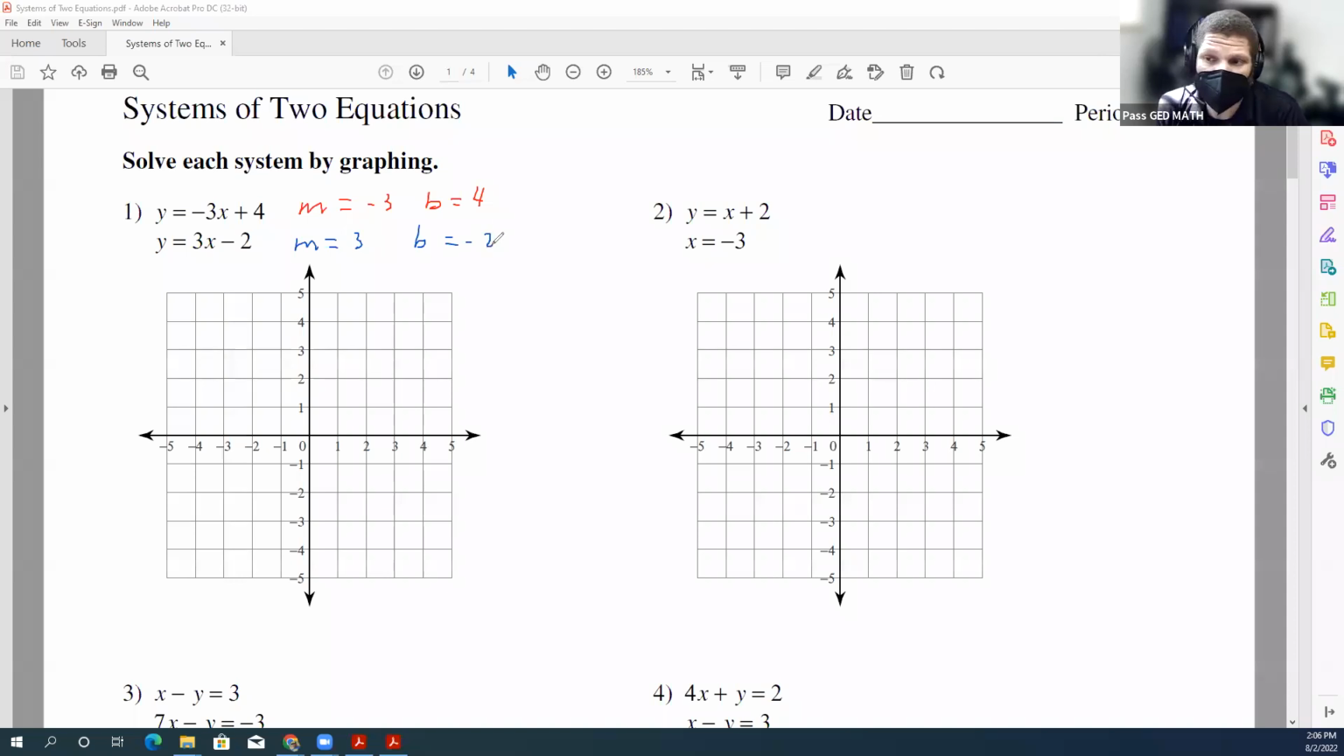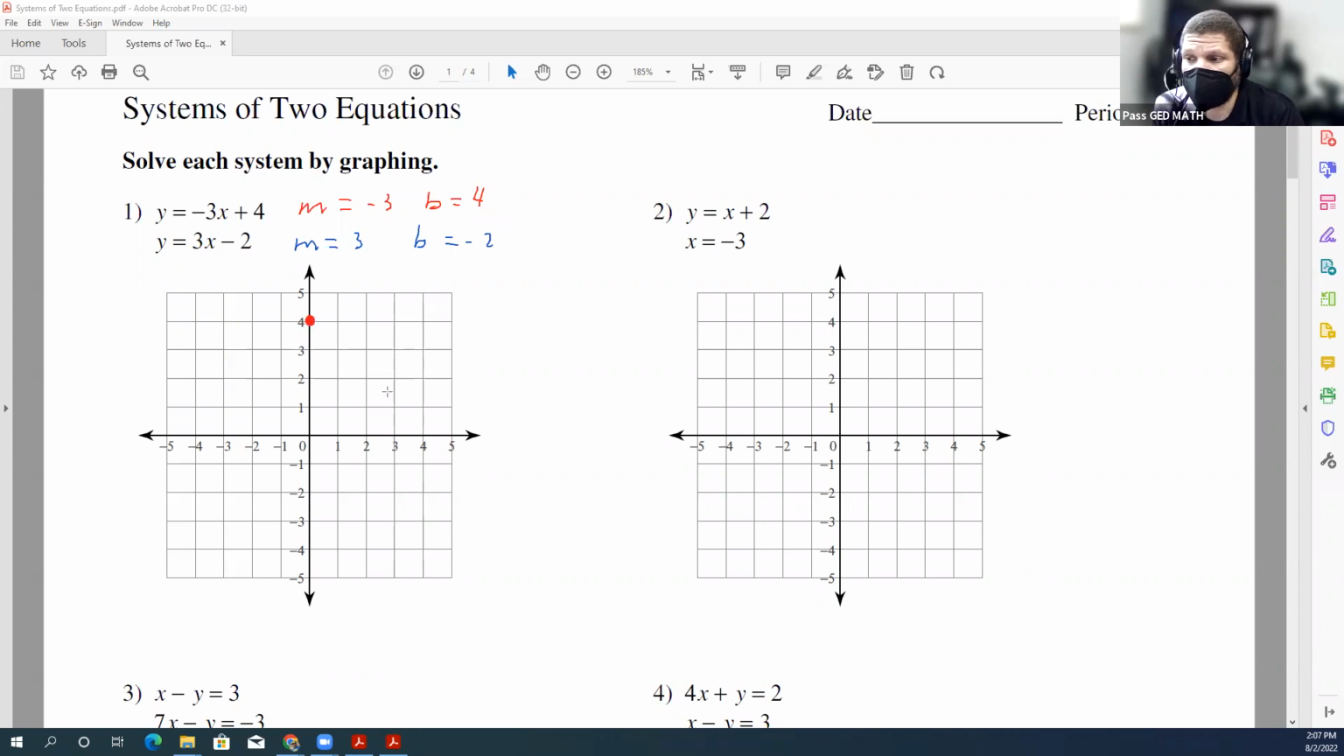If you cannot identify the slope and y-intercept when you're given the slope-intercept form, which is y equals mx plus b, I need you to practice that. You should be able to see the slope and the y-intercept very quickly. So let's graph the first equation. The first point we're going to make is our y-intercept, which is 4.